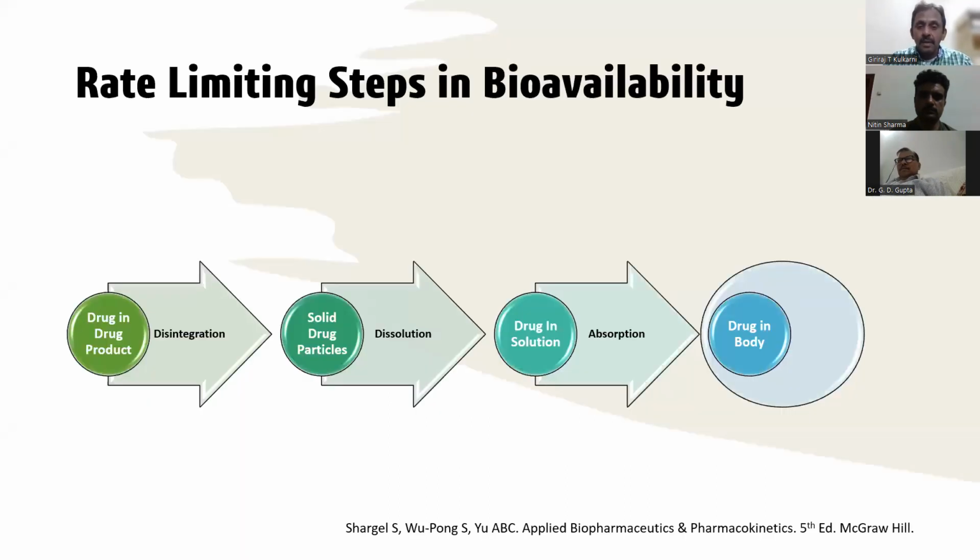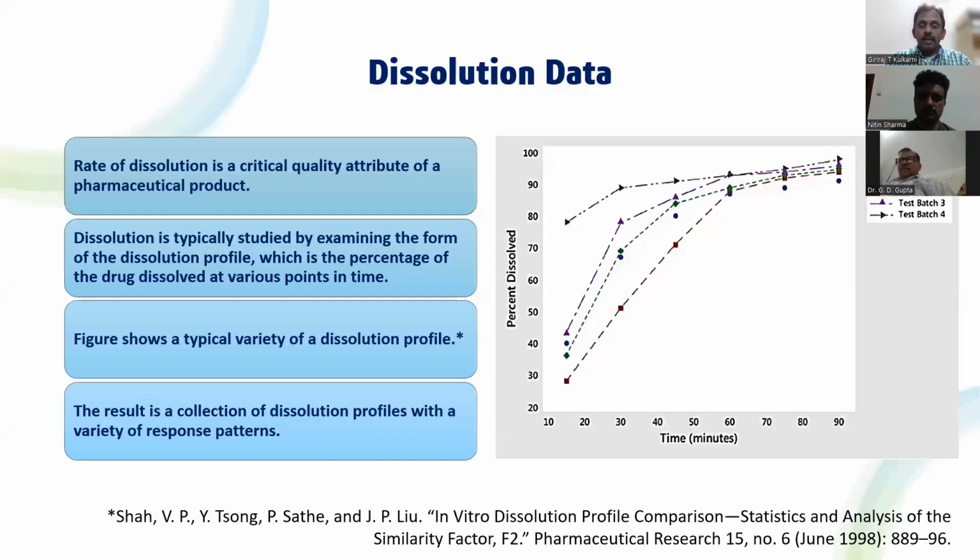As we know from Sharjal et al., this figure is based on that only. The drug in the drug product or formulation, if it is a solid formulation, will first undergo disintegration, followed by dissolution, followed by absorption, and then the drug enters the body. Once we do dissolution, maybe by following USP 1, 2, 3, or by using a magnetic stirrer or a Franz diffusion cell, anyway, we get some data. So it is a critical attribute.